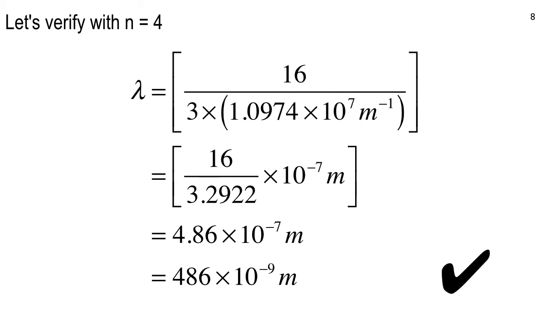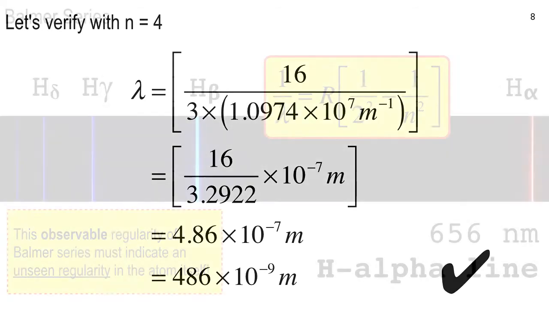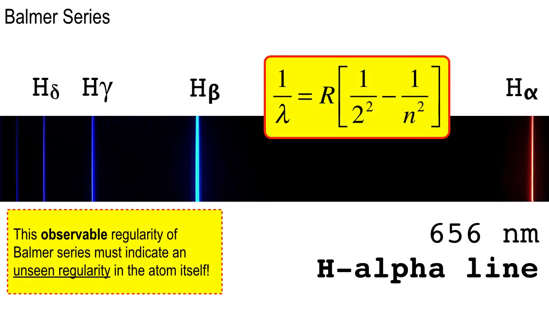And there's a bunch of other series as well. But this is the Balmer series. Here's kind of your summary. And down here in the lower left, this yellow box, this is the thing that we want to focus on. The fact that there is a pattern means that there's got to be some unseen regularity inside the hydrogen atom itself. In other words, this is not a coincidence.